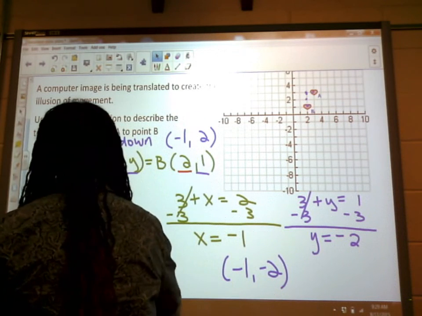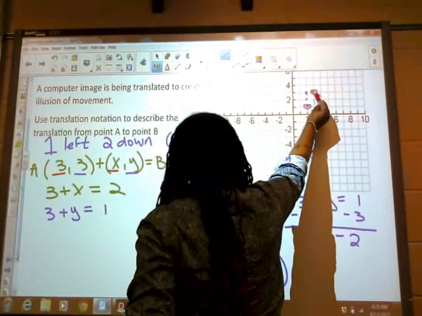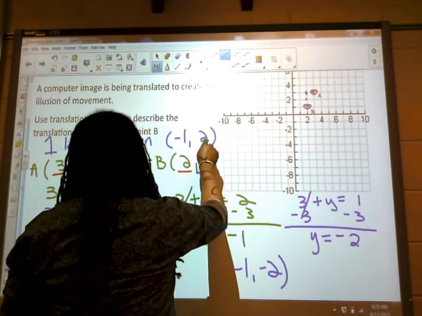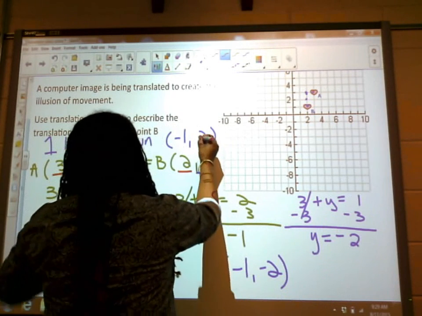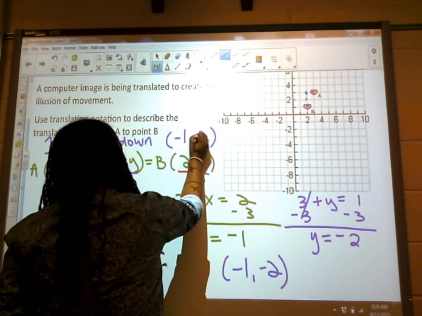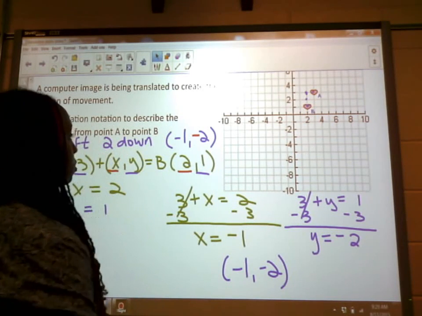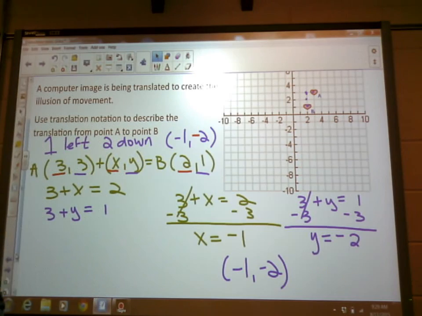And what did I say? I said that I went 1 unit left and 2 units down, but my +2 does not represent 2 units down, so I actually made a mistake, and I should have had -1, -2. So using both methods is a great way to actually go back and check your work.